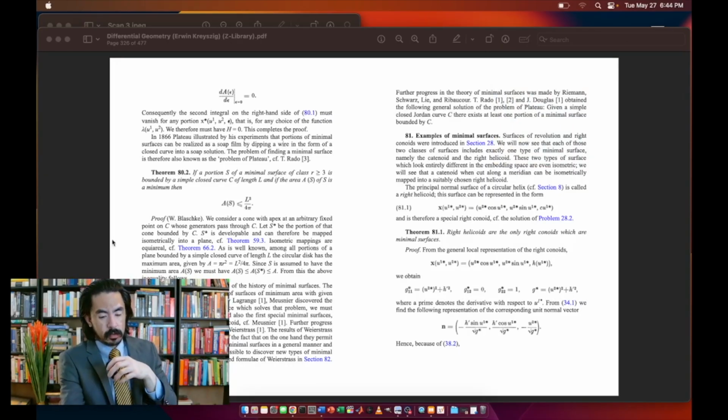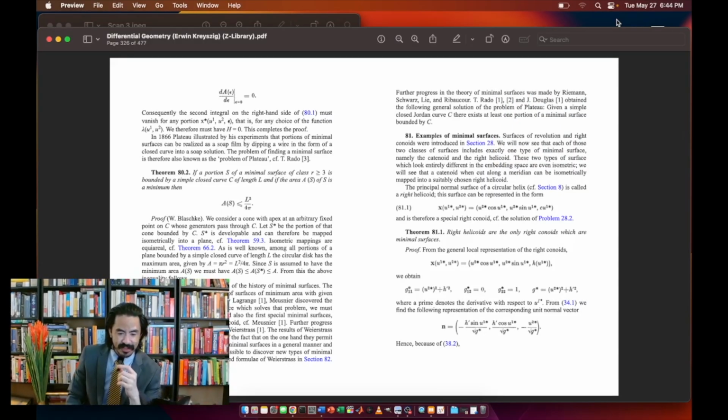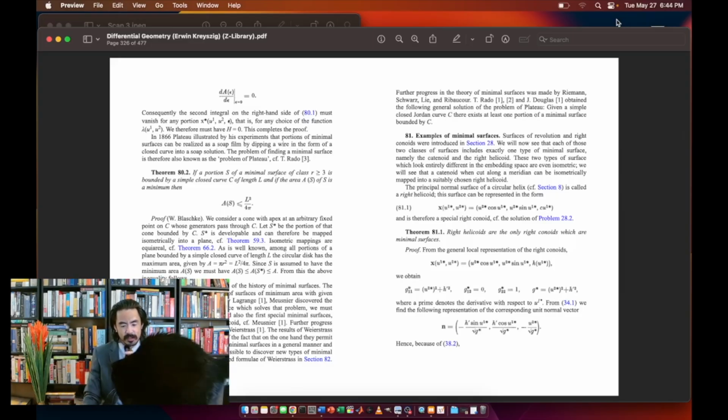Oh, this cat is going to attack me. This cat's pissed. Okay. Anyways, section 81. This cat is just like... He's pissed. He's like, what are you doing right now? Look at him. He's like... Okay.